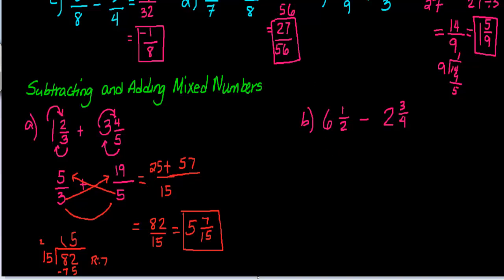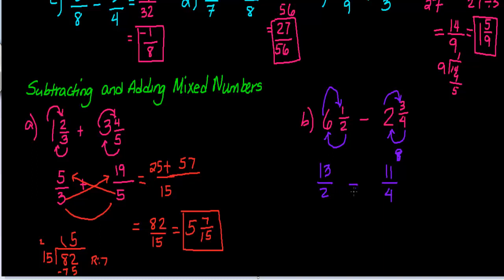Let's do this subtraction problem. Again, the first thing you need to do is convert this into an improper fraction. So 2 times 6 is 12, and 12 plus 1, that's 13 over 2. Always write it over the original denominator. And here you have 4 times 2 is 8. 8 plus 3, 11. So 11 over 4.